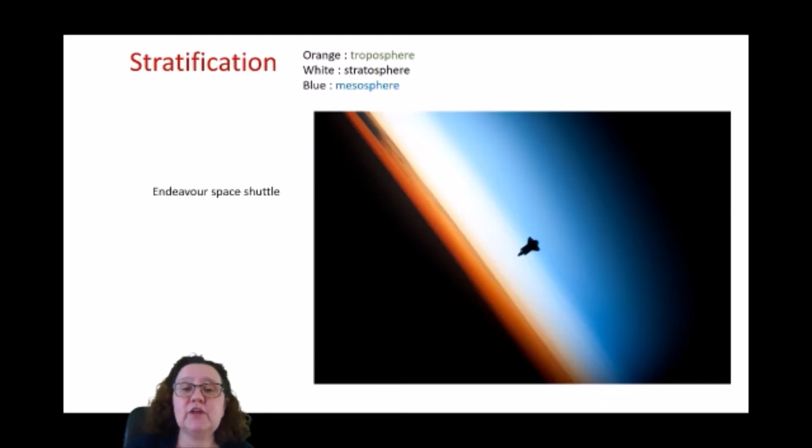The atmosphere is stratified. Even within the same elements, in general, those are in a different chemical form and they interact differently with the light. And you can see here in this photo from the Endeavour space shuttle that you can clearly see the different layers of the atmosphere, and those colors reflect that slightly different composition in terms of the chemical species those elements are. So you've got the orange layer, which is the troposphere, that white layer here, intermediate, is the stratosphere, and then you have the mesosphere as that sort of blue section.